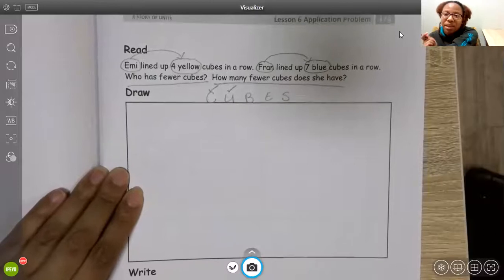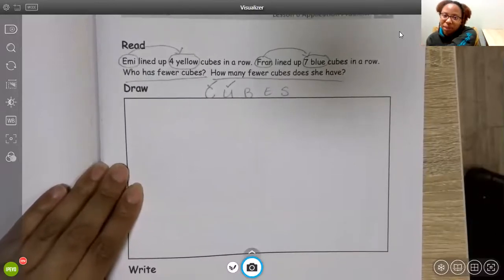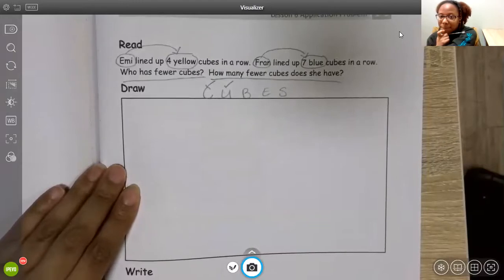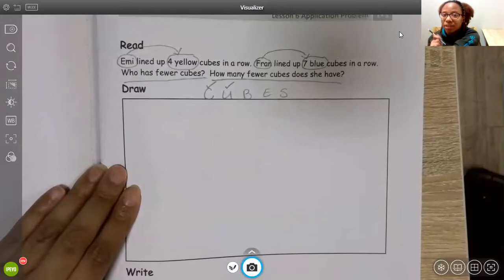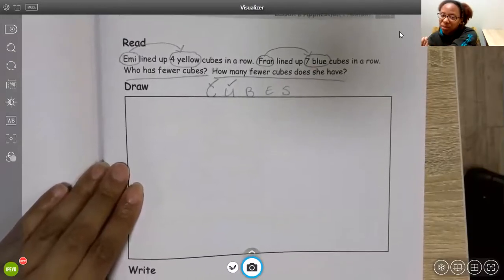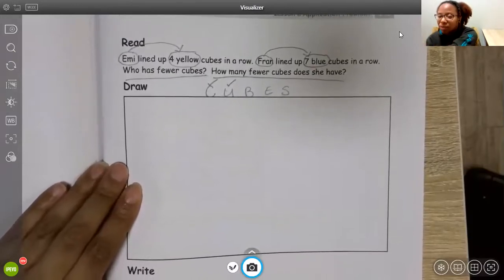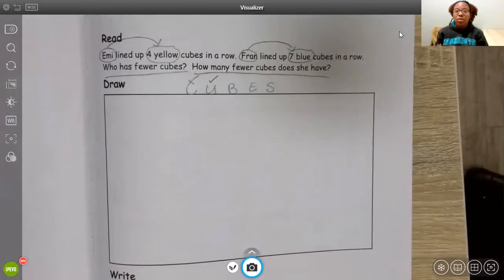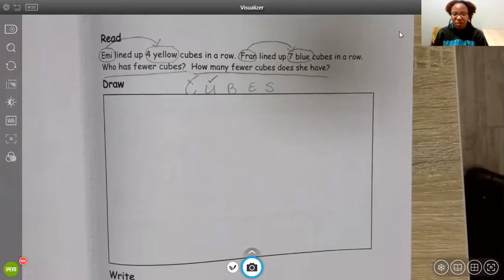And now for B. What's my step for B in my cube strategy? I need to box my keywords so I know what operation I'm going to do. Am I going to add or am I going to subtract? I'm going to go ahead and give you a few seconds for you to find the key word in our word problem that will help us answer if we're going to add or subtract.